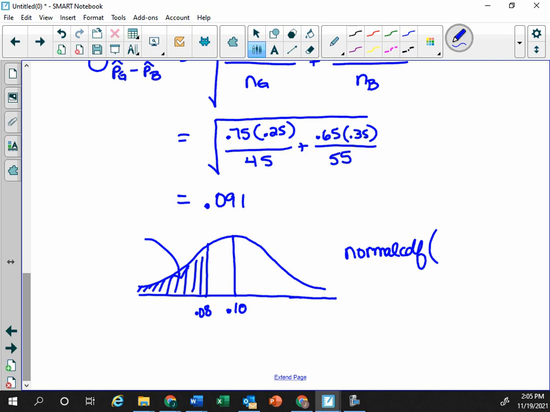So based on the picture I drew, where am I starting? What's the left? Yep, negative infinity. I'm starting to write 0.08. Negative infinity up to your 0.08. Then what comes next? Mu, yeah, and it's not just mu, it's mu of the difference in these p-hats, okay? It's that 0.10. And I'm gonna write this down below where I have more room because I need to label it too.